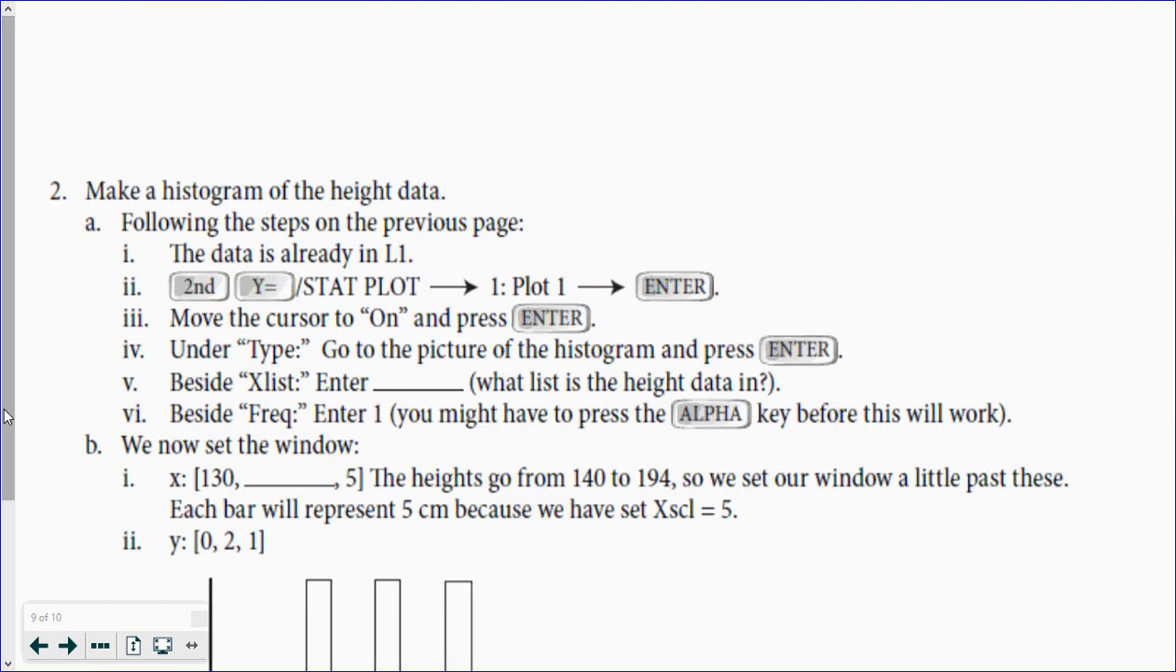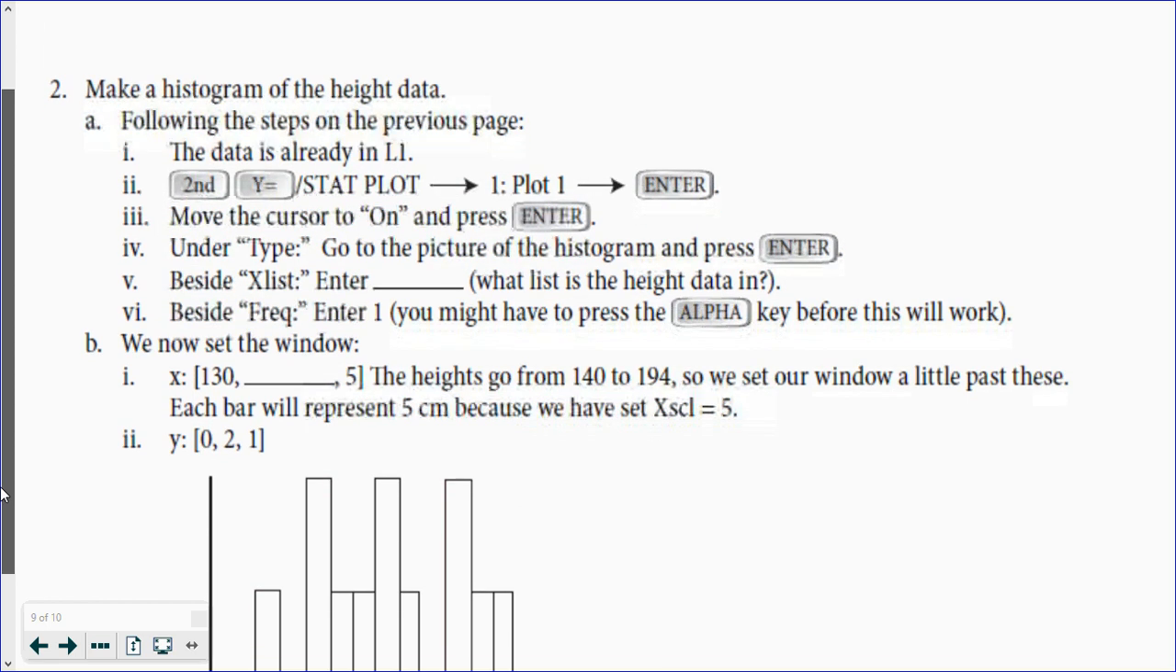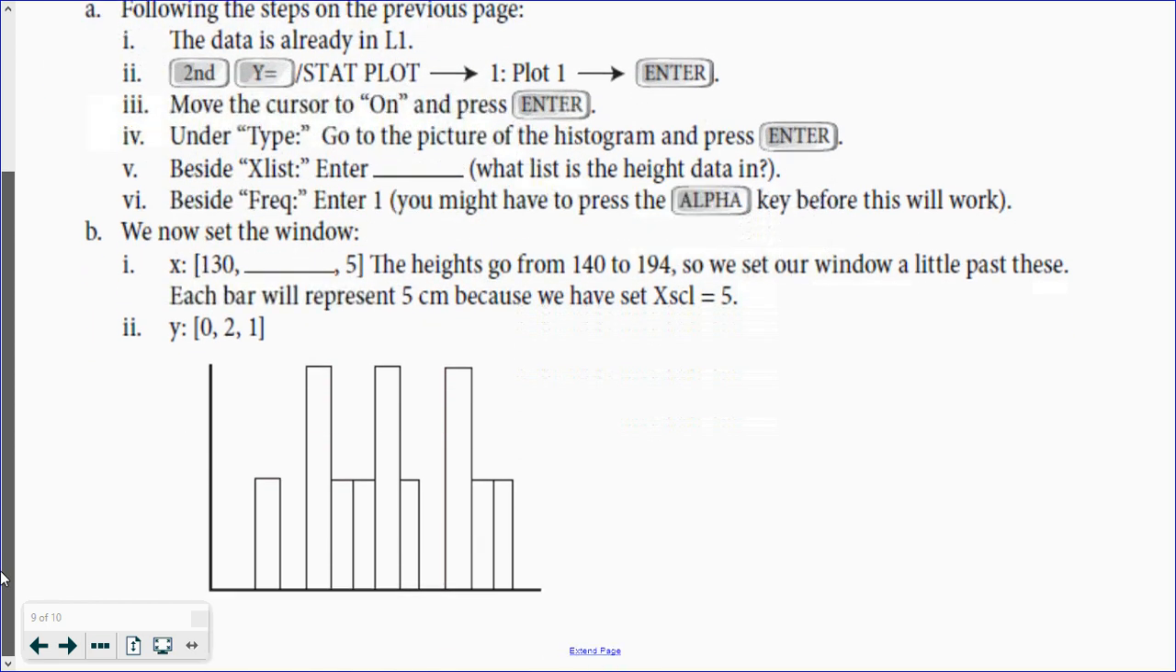So histograms, I'll leave that for you to create a histogram for it. It kind of gives you some information, but just if you need to plot out a graph, it is very helpful to be able to do it by calculator, or you can do it by hand.